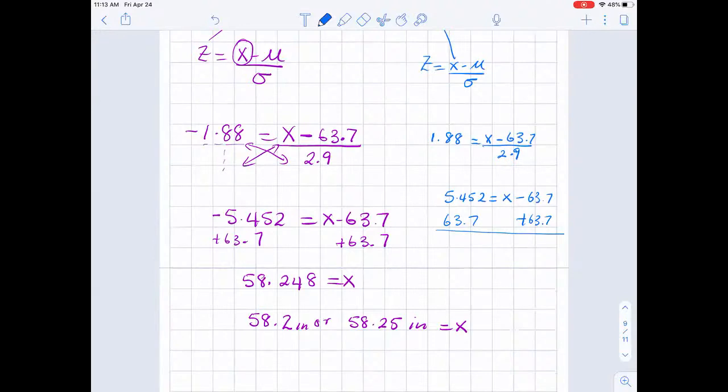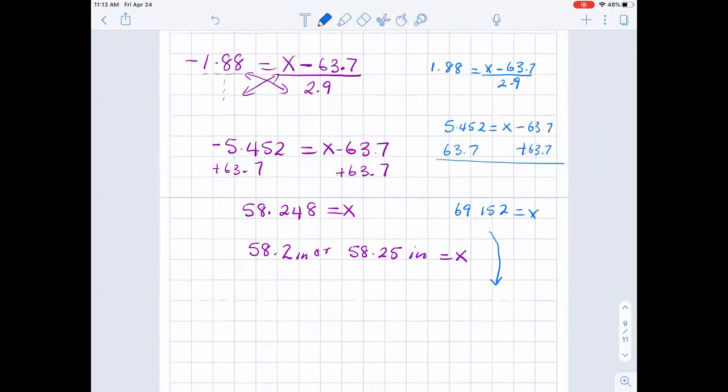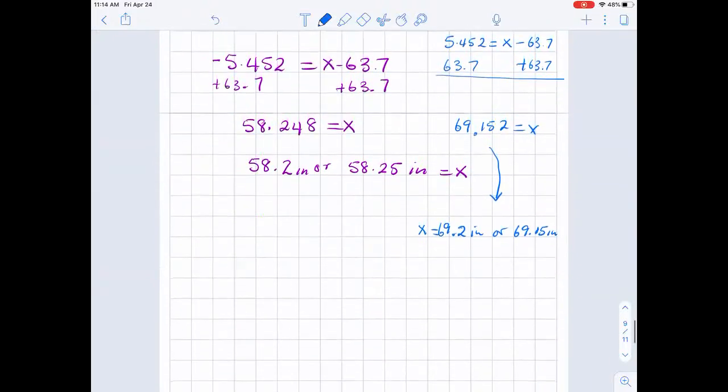So what is 5.452 plus 63.7? This becomes 69.152 is equal to x. So here we can say that x is equal to 69.2 inches or 69.15 inches.